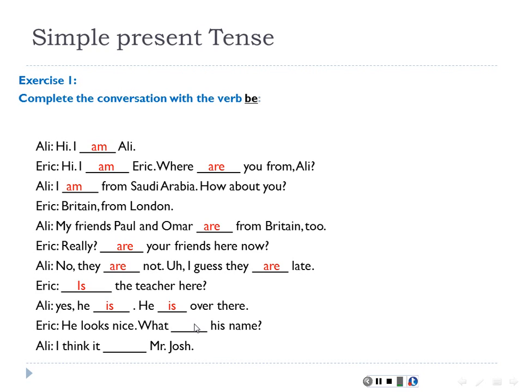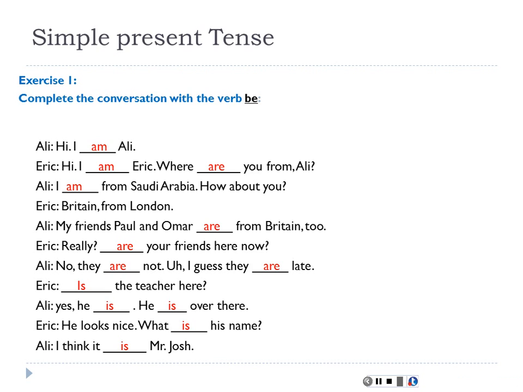So what? So this is it. And the verb to be should be is. Because we deal with his name as it. So if we want to change it is, for example, it is Mr. Josh. So here, what is his name? Because with things we use is. What is his name? Because we need a verb to be here. So what is his name? The last sentence in the conversation, I think it is Mr. Josh, again we said with it we use is. By this, we come to the end of this exercise.